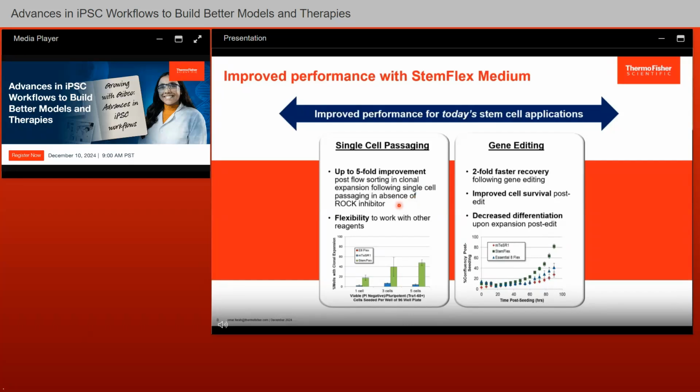But also, we see that StemFlex supports gene editing workflows really well, as you can see here on the right, where we see up to a 2-fold faster recovery of these cells following a gene editing experiment, as judged by cell doubling times. Additionally, we see improved survival and decreased spontaneous differentiation of our cultures, again, compared to other media systems that are currently used for PSC monolayer culture.